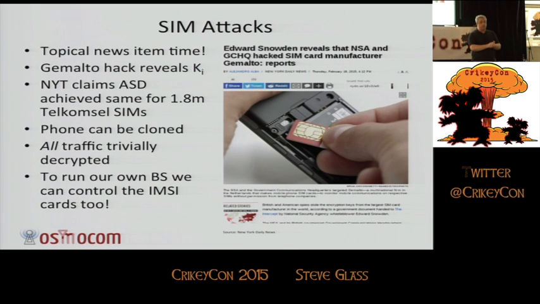SIM attacks, well, we've seen again in the news this week another Snowden leak: the Gemalto hack. When the secret key that's on that SIM card is leaked, all communications to that telephone, now and forever, are going to be compromised. If you know that one piece of information about a particular telephone, nothing is secure anymore, because it is the master key in a key hierarchy that generates all the session keys.